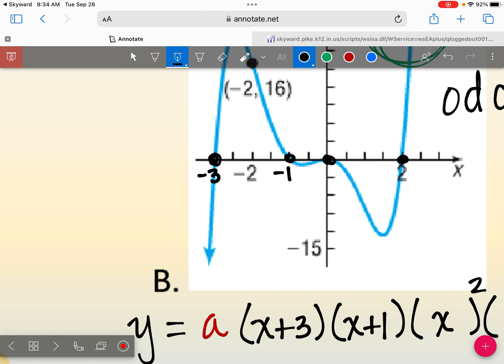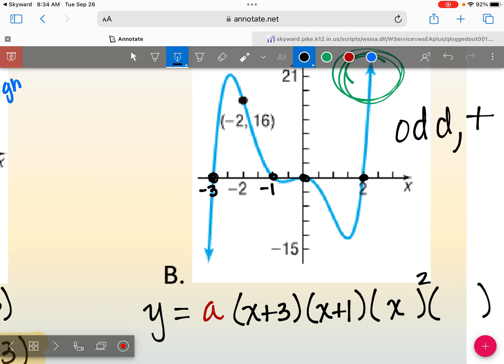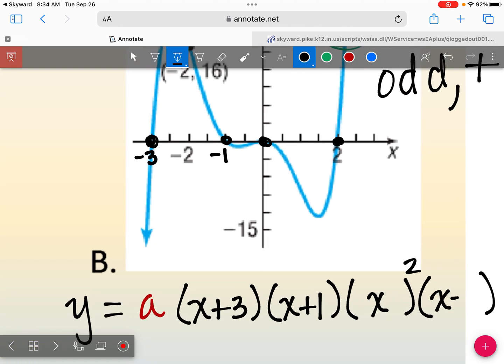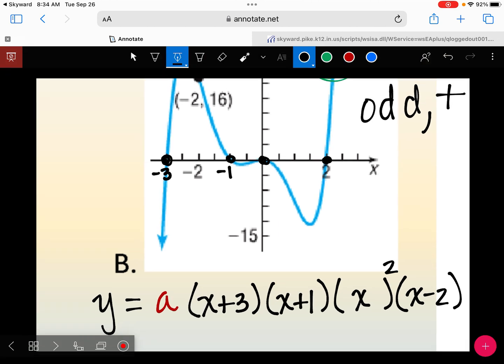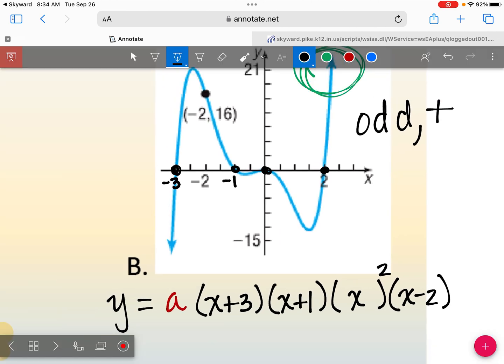And then my last factor, which is +2, that's going to be x minus 2. So they gave you a point. The point they gave you is -2. X minus 2 squared, right? The x minus 2. So here, does it go through? Yes. Oh, so it's a 1. So it's a 1. Okay.